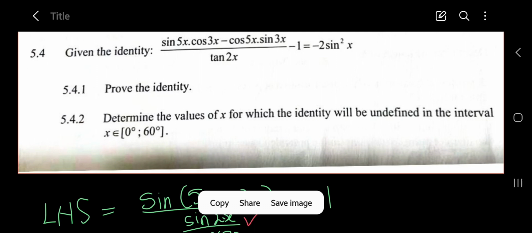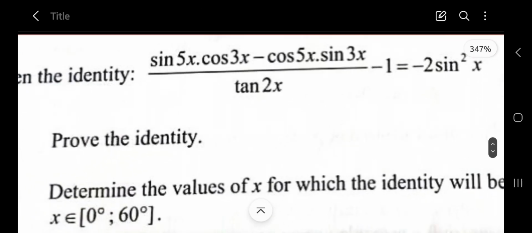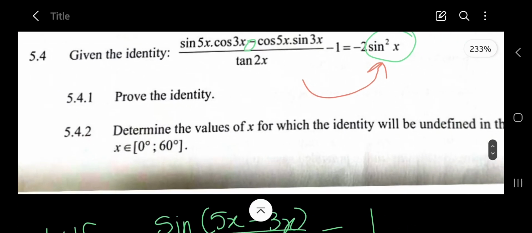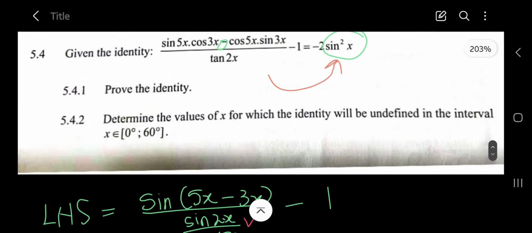And one of the characteristics of something that is undefined is if we divide by 0. Okay, so that's our first thing. We're going to equate our tan x to 0.